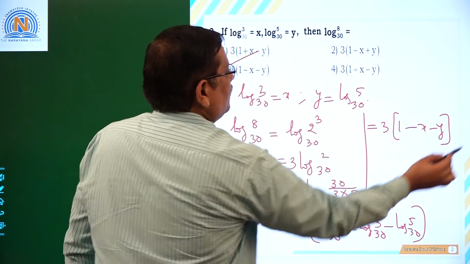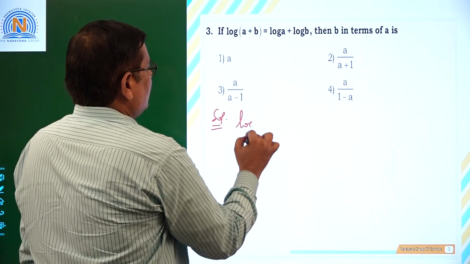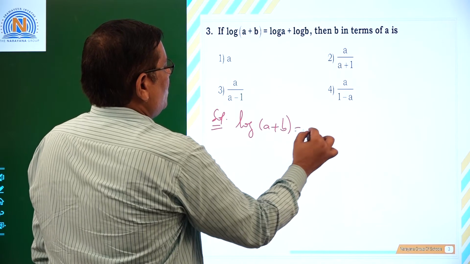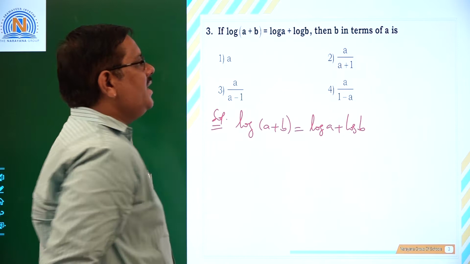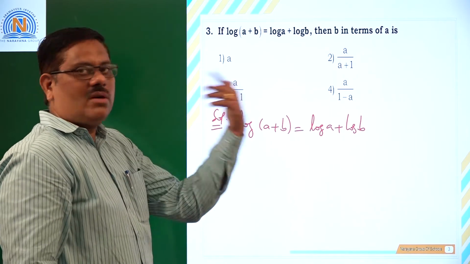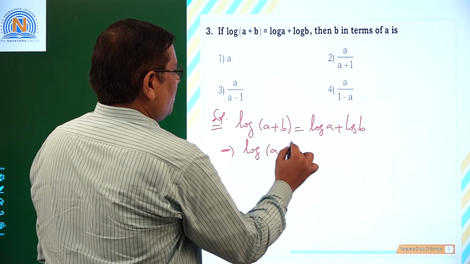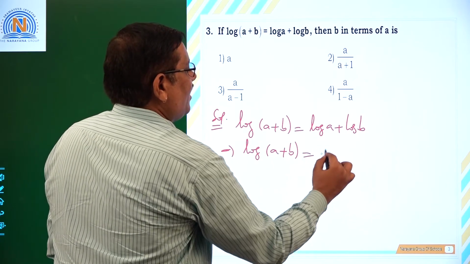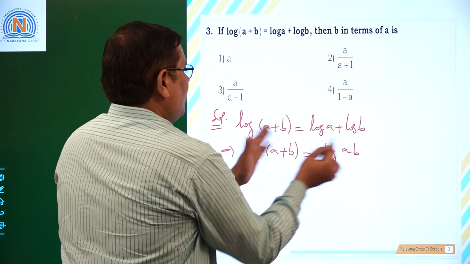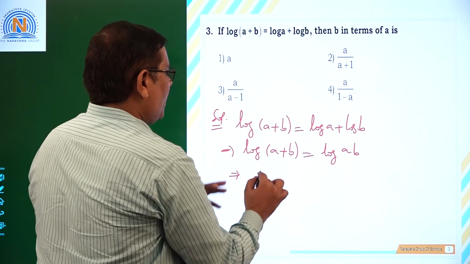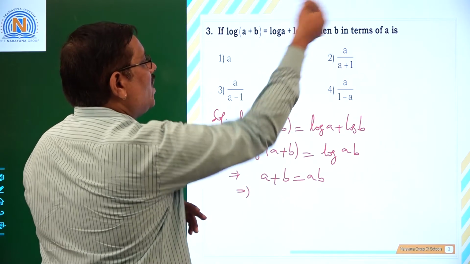Now let us see the next question. If log of a plus b is equal to log a plus log b, then we have to write b in terms of a. So log of a plus b is equal to log m plus log n is log mn, product rule. If you remove log on both sides, that is anti-log, you have a plus b as ab. What do you need now? b you have to convert into a.